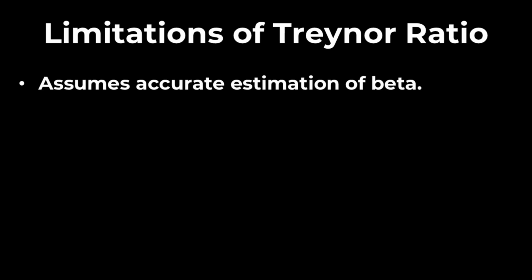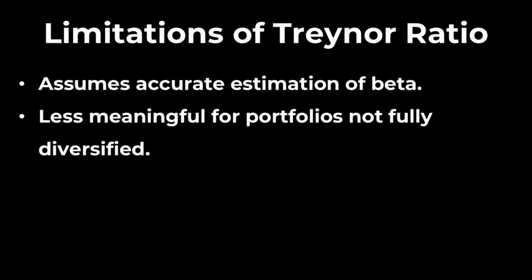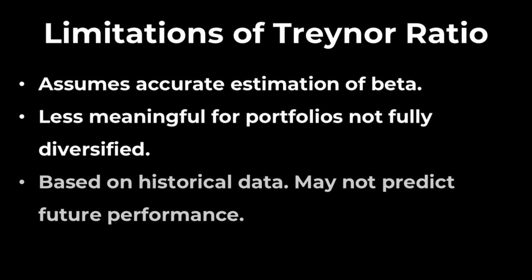Of course, no ratio is perfect. The Treynor Ratio depends heavily on beta. If your beta isn't accurate, your results can be misleading. It's also less useful for portfolios that aren't diversified, and like most metrics, it's based on historical data. It doesn't predict the future.